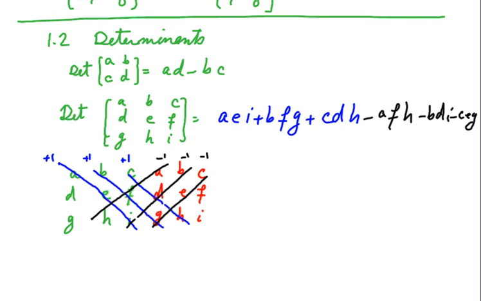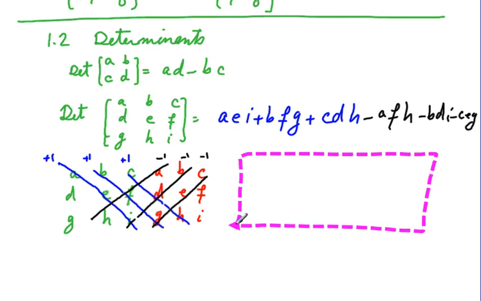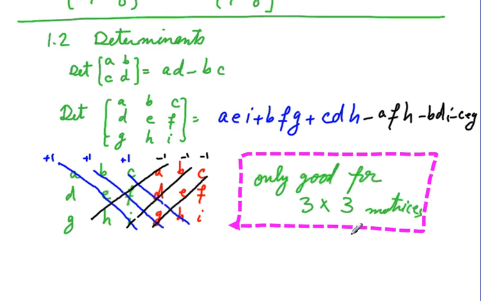Let me put a big warning here. This kind of gimmick is only good for 3 by 3 matrices. No such thing for 4 by 4 or 5 by 5. That's why it needs a whole chapter, a lengthy chapter.